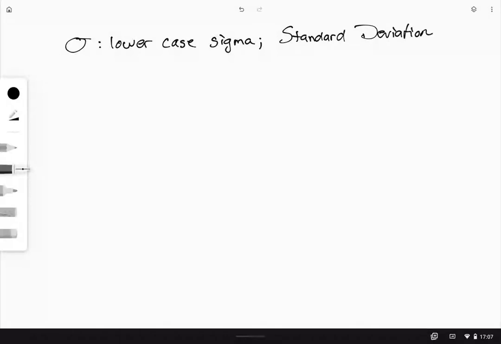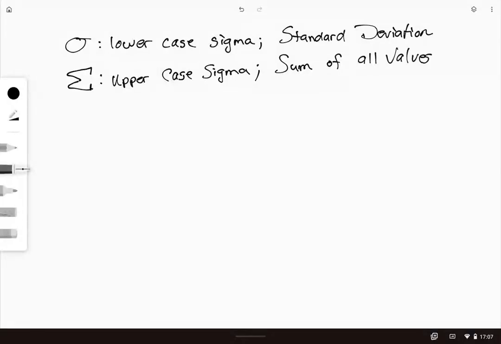Now, the next Greek letter you see looks something like this, and this is going to be uppercase sigma. And you will see uppercase sigma a lot when you get into Math 3 and Calculus. So it's a good thing to learn it now, and you'll also see it next year during your statistics and probability unit. So uppercase sigma means the sum of all values. All right, then you had the variable x, which is simply the data point.